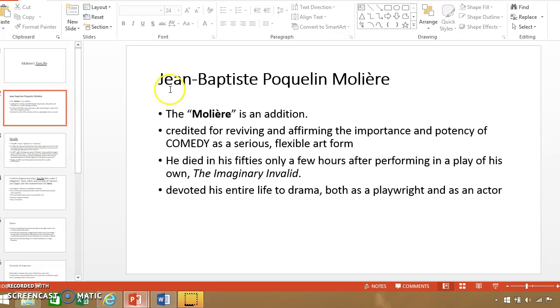Now, when it comes to this biographical stuff, it's not necessarily something you always have to keep in mind with the work, but good to know. Jean-Baptiste Poquelin, with the addition of Molière. Molière is an addition. He is credited for reviving and affirming the importance and potency of comedy as a serious, flexible art form. In other words, comedy being a great means of treating very serious issues, hence satire, which I will get more into in a second.